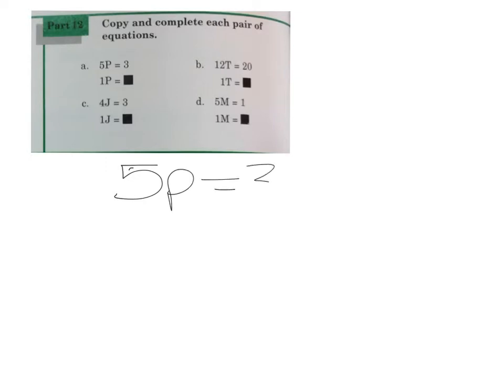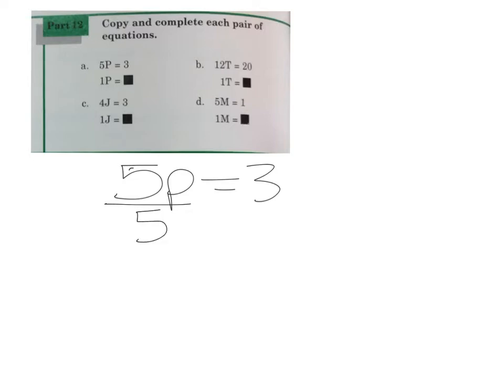So if I'm doing 5p equals 3, I know that in between here, there's a hidden multiplication sign. And I know that in order to get the p by itself, right, because I only want 1p, I don't need 5 of them. In order to get the p by itself, I need to do the opposite. I need to undo the multiplication. So instead of saying 5 times p, I'm going to divide. And I'm going to divide by the thing that I want to go away. So I want the 5 to go away, so I'm going to divide by that.